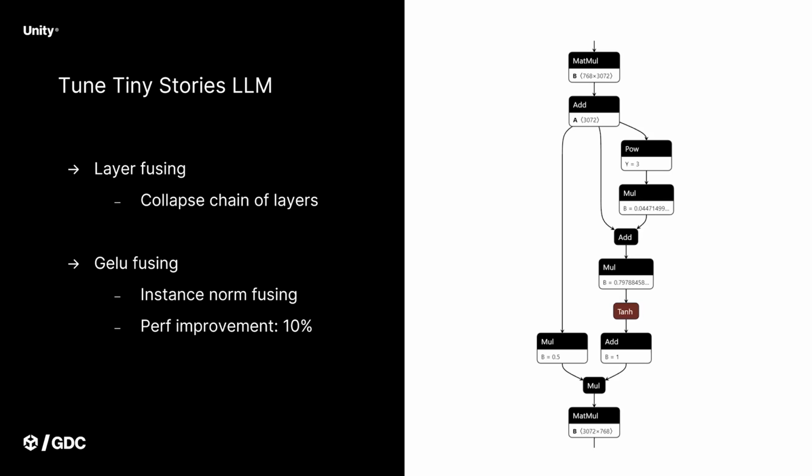We can also fuse instance normalization. Again, it's a more complicated subset of layers that are expanded out, but if you collapse them into a more efficient implementation, the whole model was faster. So we did those two optimizations, and we ended up with a 10% performance win.